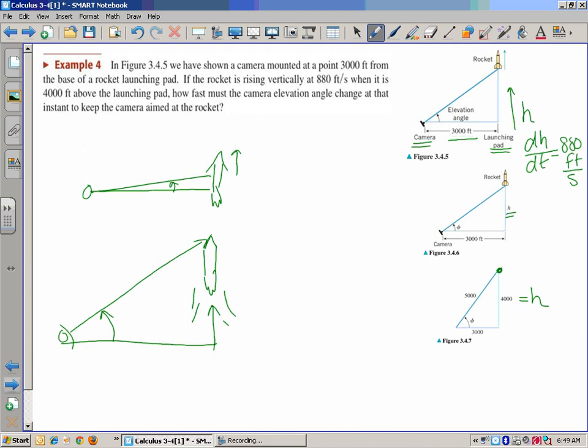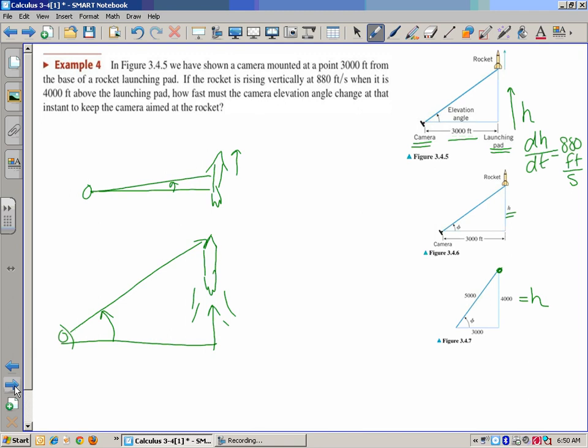So the angle of elevation should be increasing, which means at the end, oh dear, my computer's going to freeze. Don't panic. If it freezes, I will have to restart. Oh no. Okay, I'm going to keep going.